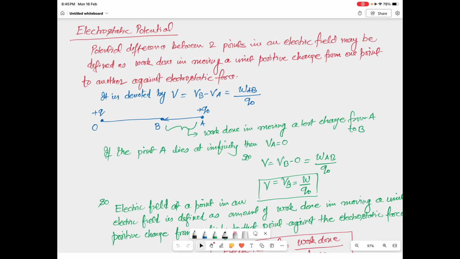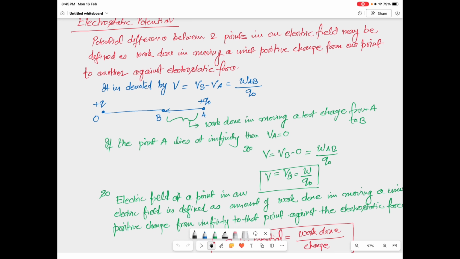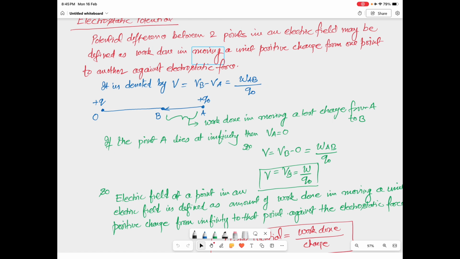So electric potential difference between the 2 points in an electric field will be defined as the work done in moving a unit positive charge from one point to another against the electrostatic force.